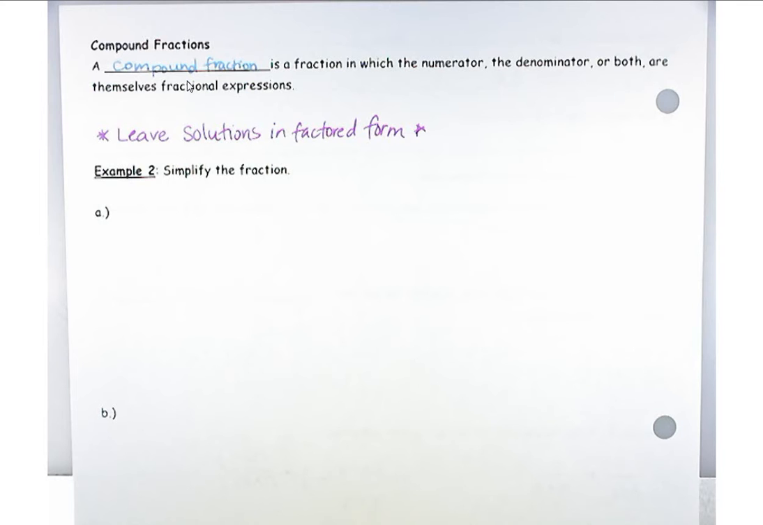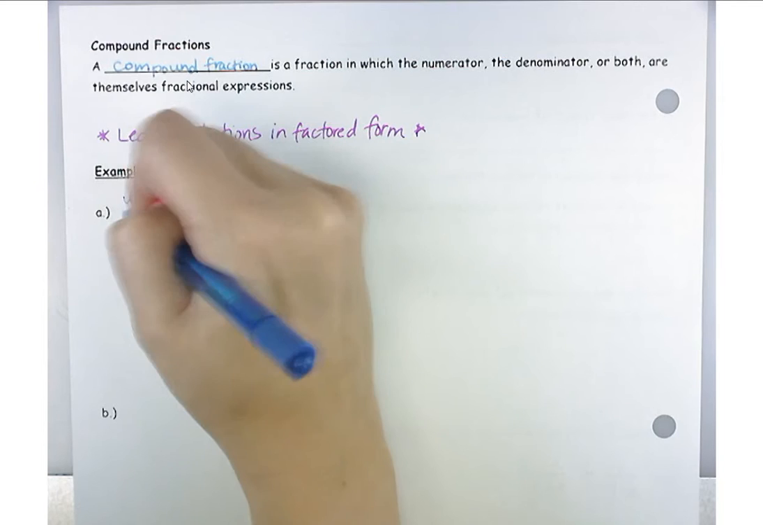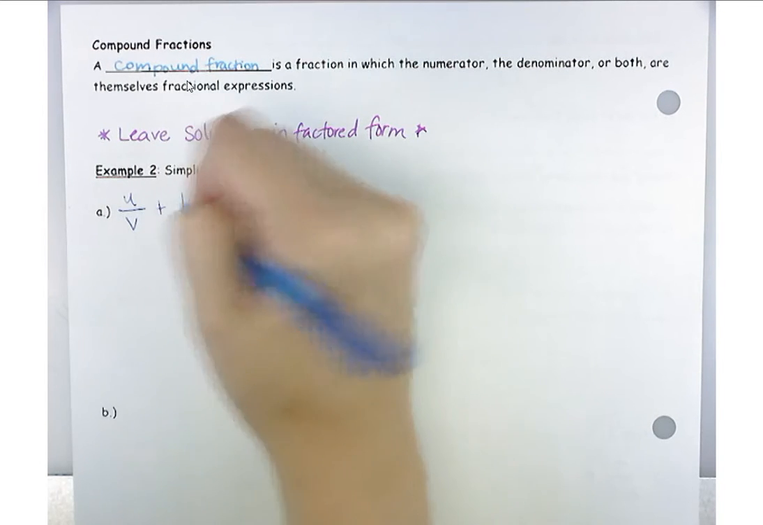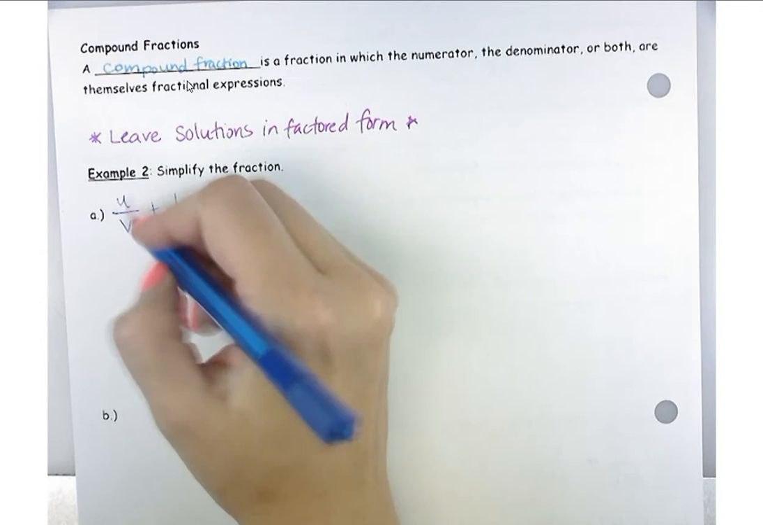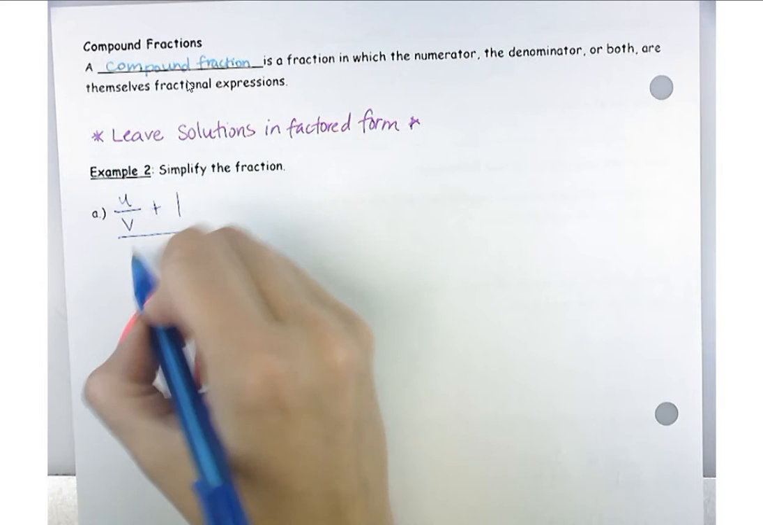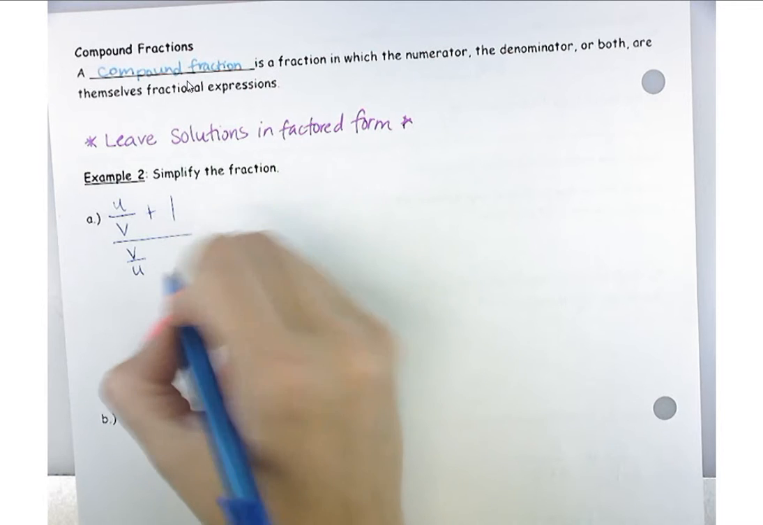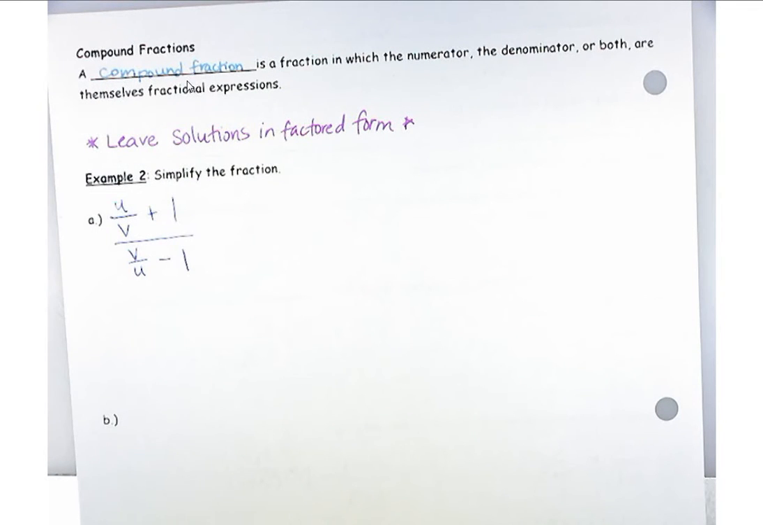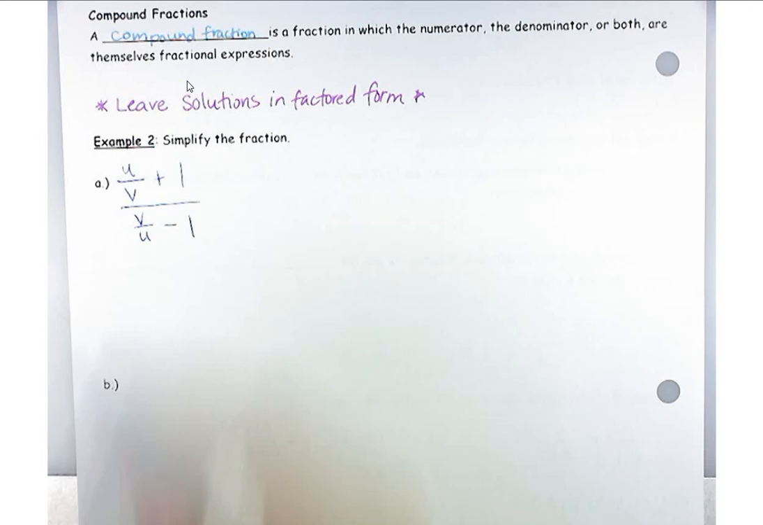Okay, I'm going to give you A and B. That way if you finish A early, you can start on B. So for A, we have u over v plus 1 divided by v over u minus 1. Yeah, so when you have v and u, just try to make them distinguishable. After grading your quizzes, I know some of us are going to have to work on making our numbers distinguishable. Some 4s and 9s. 5 here and there looked a little suspect.